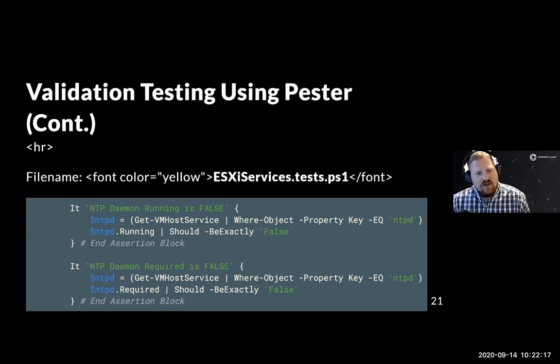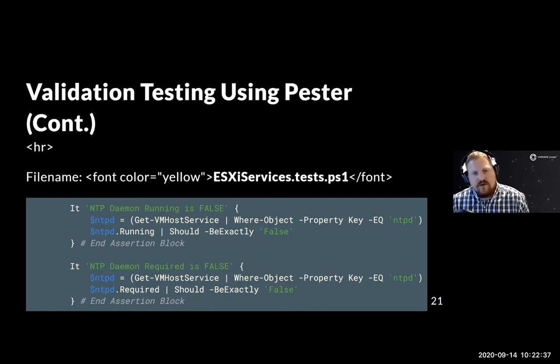I'm going to go ahead and add a couple more It blocks to this script. We're going to look for the daemon is running as false. Same thing, we're just setting some variables here, looking for that property key and making sure that it's equal to NTPD, and that its running property is set to false, and that the daemon required is also set to false.